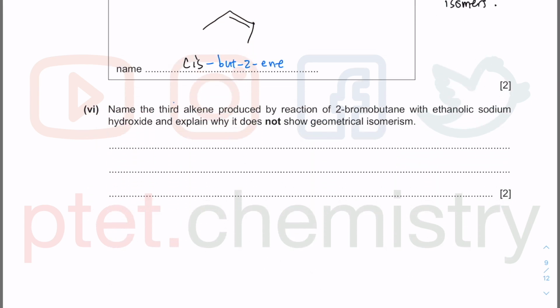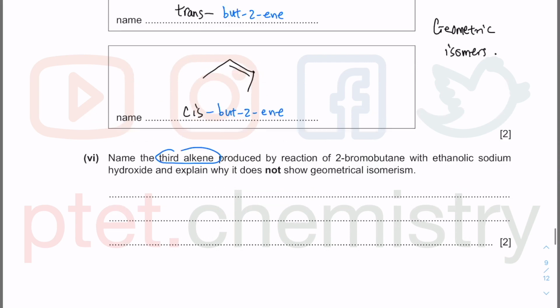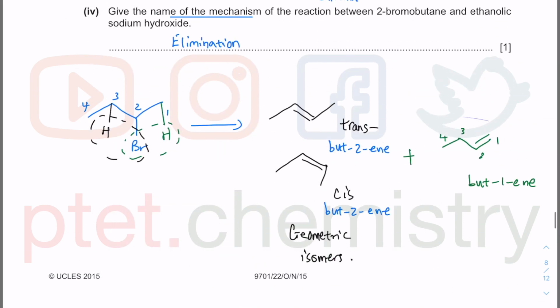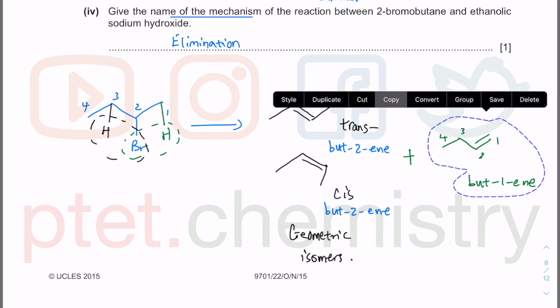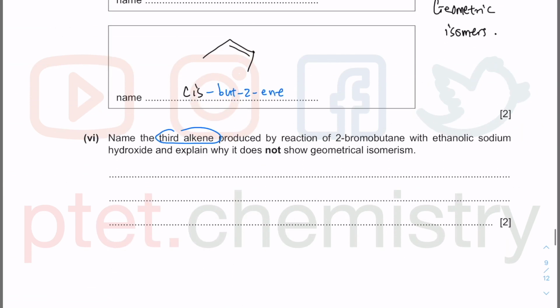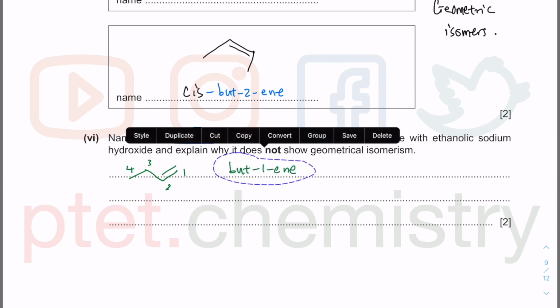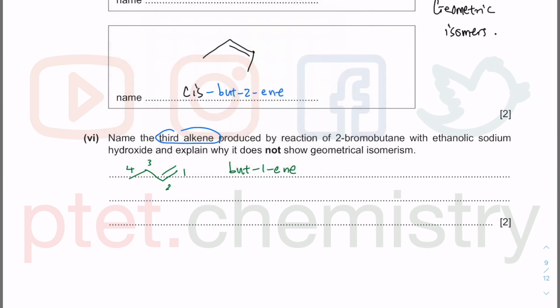Now, you want the third alkene. I also did that. And they ask you why it doesn't show cis and trans. So basically, in the previous question, I already explained what gives rise to cis and trans. So we are trying to explain why this one doesn't give rise to cis and trans. If you draw this, you don't get the mark because they specify on name. But I draw it so that I could name it properly, so it's built in. That's the first bit of the question. Second bit of the question, why this one does not show geometric isomerism.